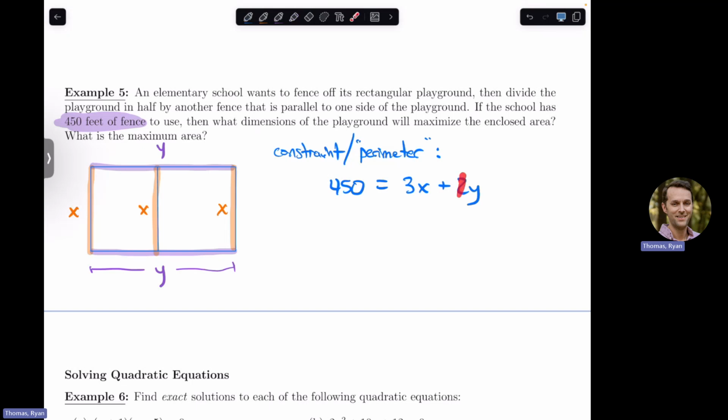If one of these had no coefficient or coefficient 1, that's the one to solve for. Here, it's going to be about the same either way. So Y it is, let's solve for Y. So I'm going to subtract 3X from both sides. So 2Y is 450 minus 3X, and then divide by 2. Y is 225 minus 3 halves X.